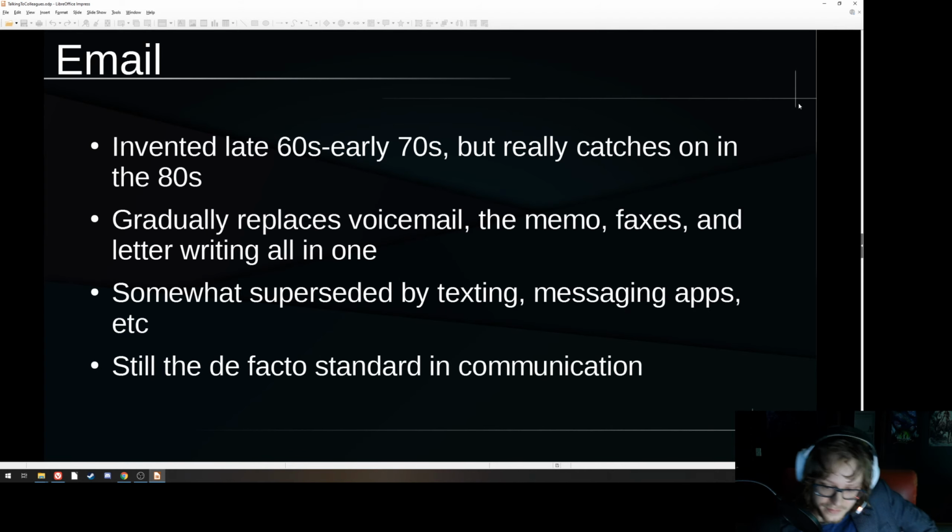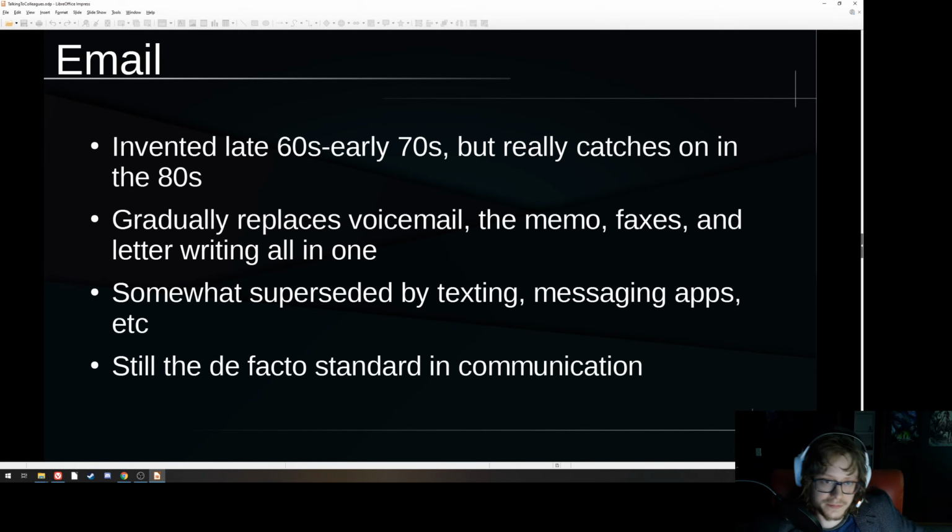Okay, so email. Most of you probably know roughly how old email is. Email was really invented in the late 60s and early 70s as a technology. But computers were so expensive at that point that it really didn't catch on until the 80s, when it was a little bit more common for people to at least have a computer in the office. So the email technology doesn't necessarily drive the culture and the way that emails are written. The way emails are written comes from the office culture that it replaces in the 80s.